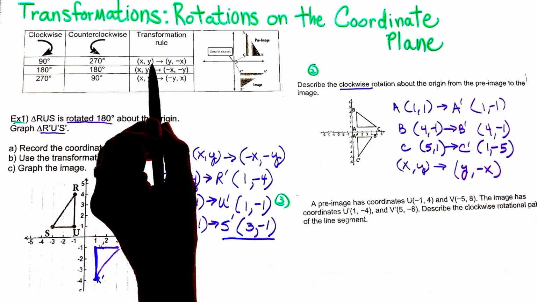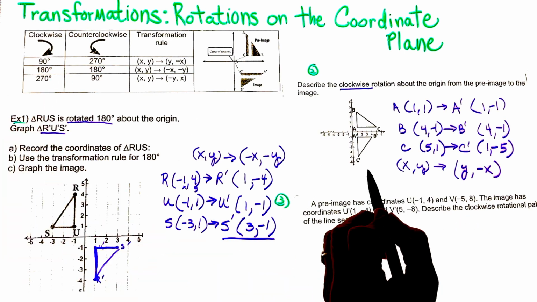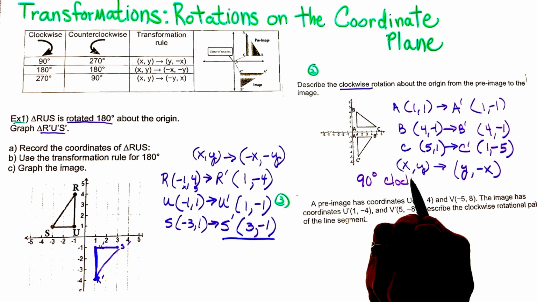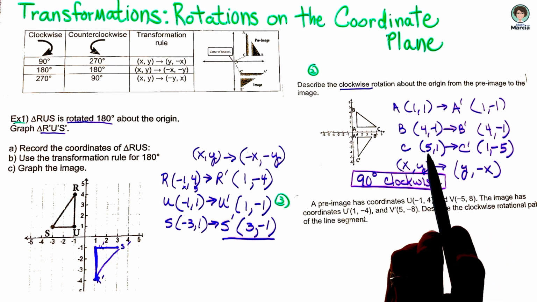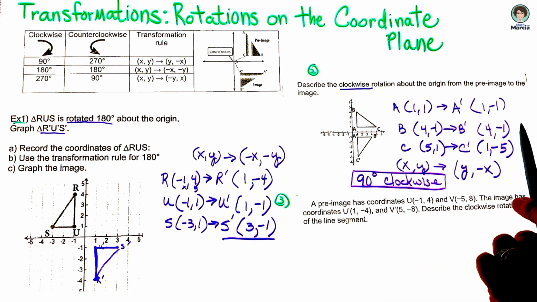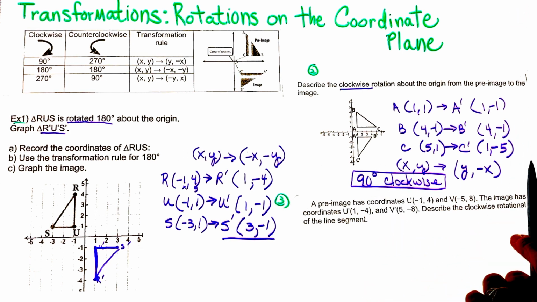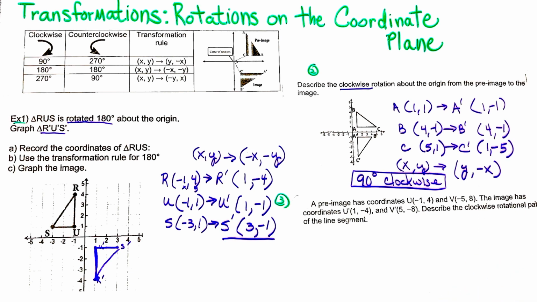And when I'm looking at that, and they said clockwise, 90 degrees is the clockwise rotation. And there is our answer. Again, writing down the new image ordered pairs helps me recognize what the rule is.